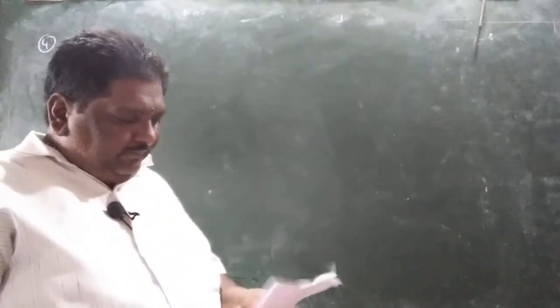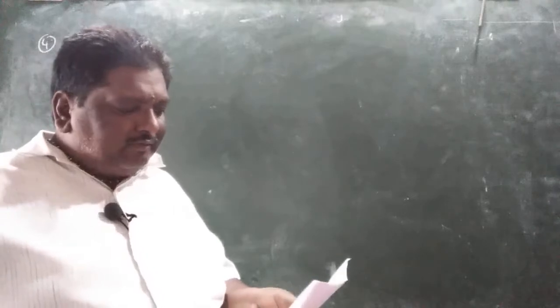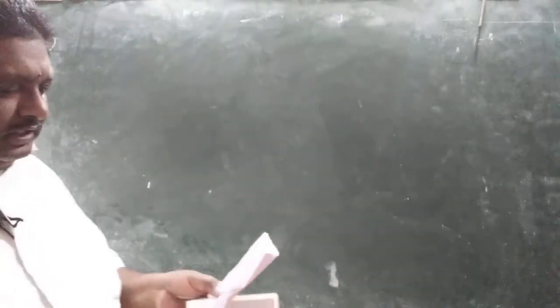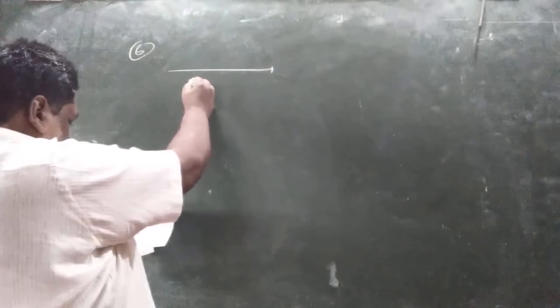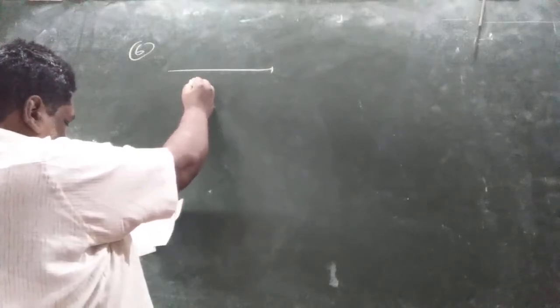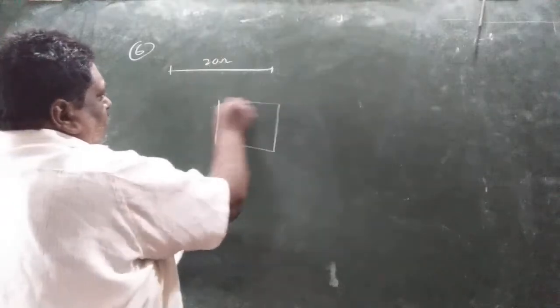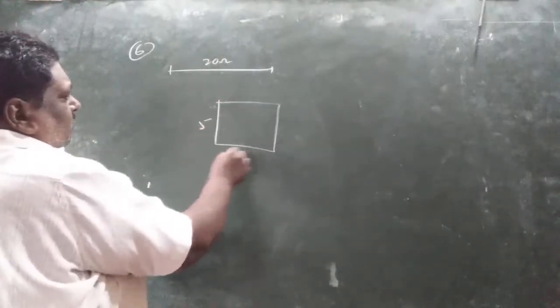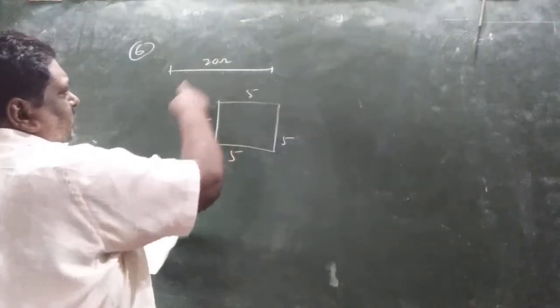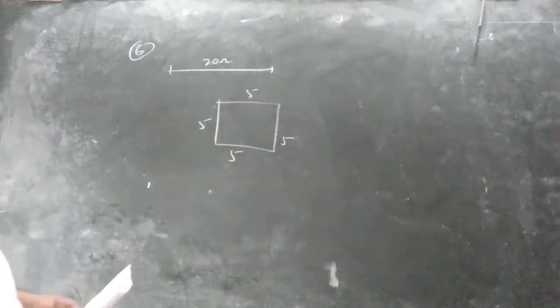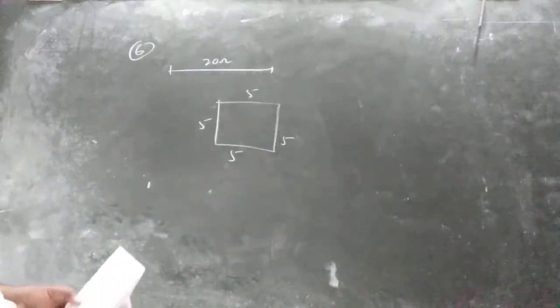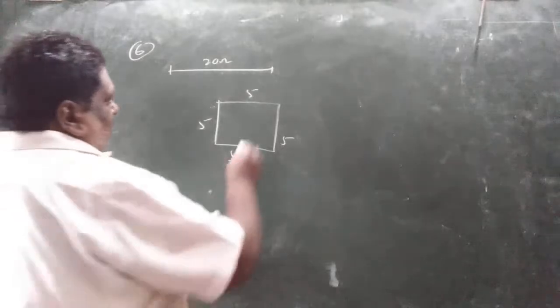Sixth question. A wire of resistance 20 ohms is bent in the form of a square. Find the resistance between the ends across the diagonals. So here one wire of 20 ohms is taken and bent into a square, which means each of the four parts is equal: 5, 5, 5, 5, since resistance is proportional to length.